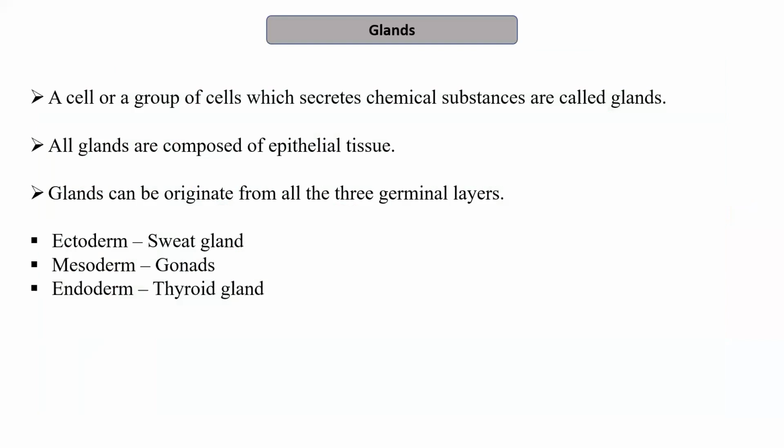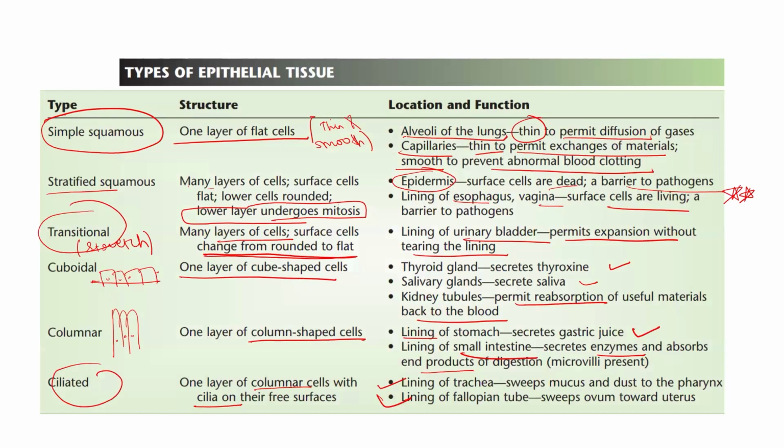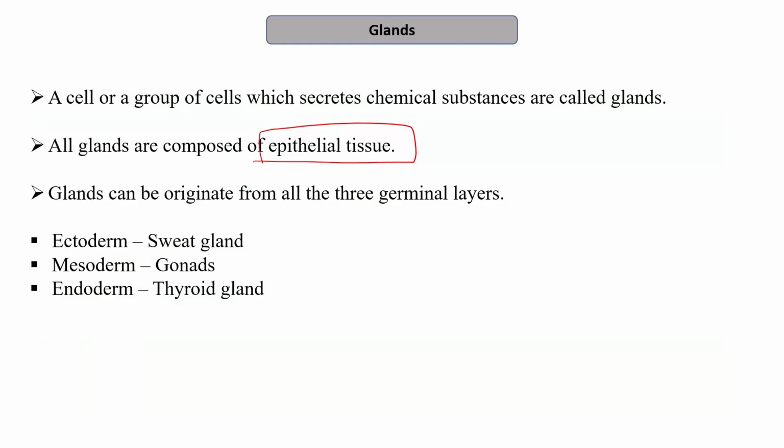The last is the glands, which are also the modifications of the epithelial tissue. So all glands are composed of epithelial tissue. Most of these are already covered in the earlier points. For example, we discussed sweat glands and salivary glands, which are a type of cuboidal epithelium. Or we discussed the lining present in the stomach, due to the columnar epithelium that also secretes certain enzymes. So these are glands.